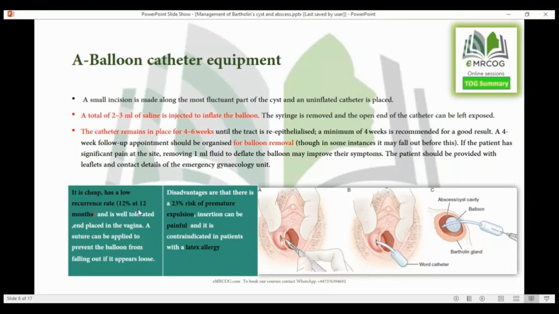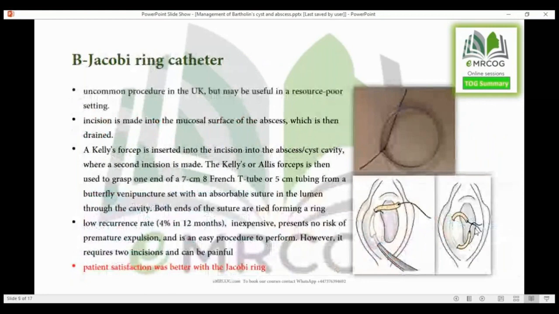But on the other hand, it has disadvantages. Like what? The risk of premature expulsion if you don't fix it. The insertion itself can be painful, and many patients have latex allergy, and this catheter is formed of latex mainly, right? So always we have pros and cons. So think about it and counsel your patient about the pros and cons.